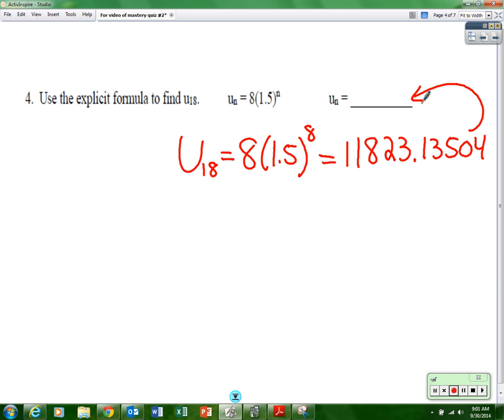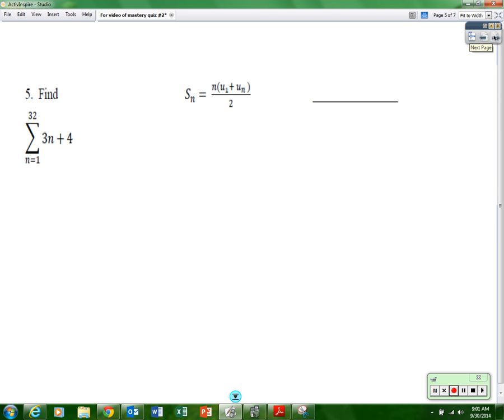Okay, number 5. This mastery quiz has 6 problems. So, number 5, we want to know the sum. Remember, this represents the sum. That's the sigma notation. Find the sum.